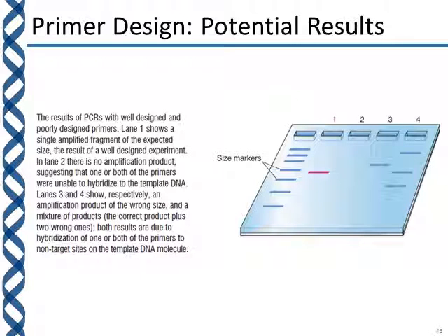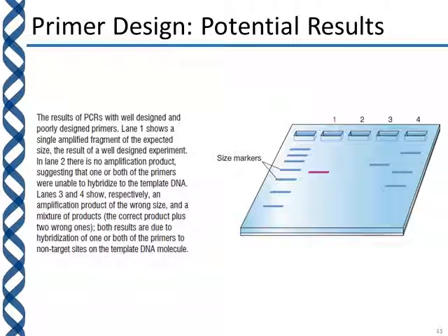That could also be a factor of the annealing temperature, and so that harkens back to the thermodynamics of the TA and the TM. In the third lane, we see a product, but it is of the wrong size, so that suggests that one or both of the primers weren't binding to the right location, but were able to bind and generate a product.